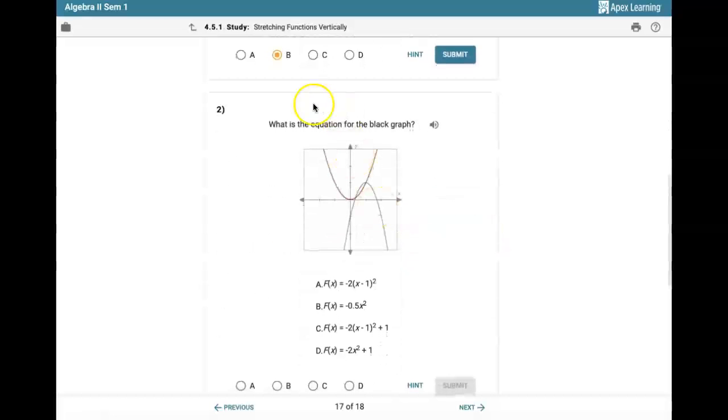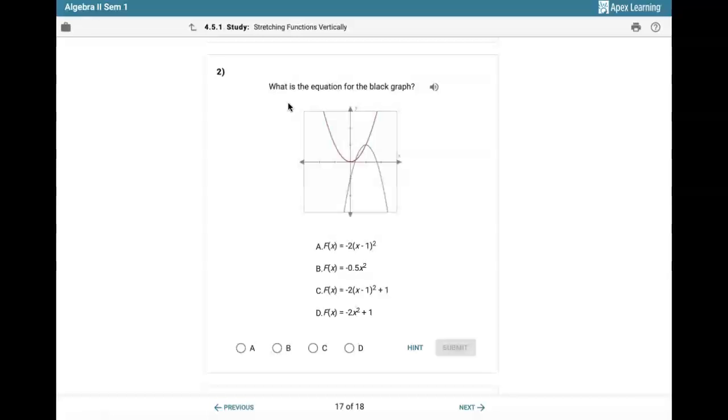Okay, now if we look at number 2 here, what's the equation for the black graph? Well, you can clearly see that this black graph got reflected across the x-axis, and it is actually thinner than the original parent function. So that means we must have multiplied it by -2. All right, so immediately B is no longer an option. If we multiply by -2, that would have reflected our graph here and made it slightly skinnier.